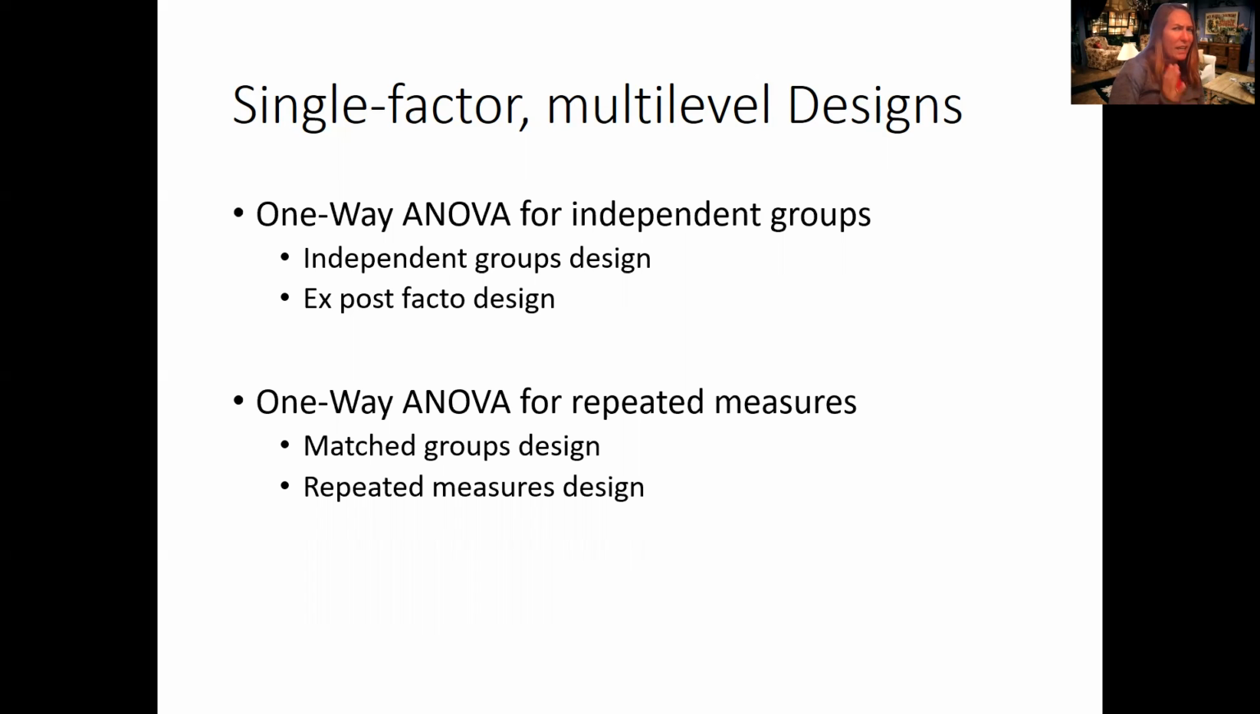And honestly, this is the way it's supposed to work because the matched group still has this connection between them. But really, because it really is between groups, the way you would actually run it in SPSS is you would have to run the one way for independent groups on that data, because it just doesn't work for repeated measures.